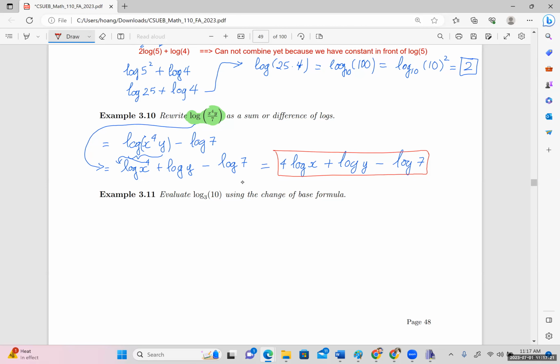All right, so that is going to be completely rewritten as some different blocks. Another word they may ask you to use is expand or extend the log.